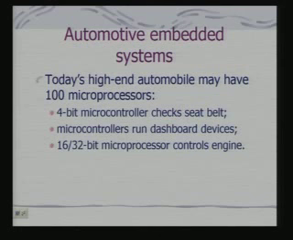Let's look at an automobile system. Today's sophisticated automobile may have more than 100 microprocessors. A 4-bit microcontroller can check the tension of the seat belt. Microcontrollers can run the display services on the dashboard. Also, it will control the engine. And since engine control is the most complex function, it has the most powerful microcontroller, that is a 16 or 32-bit microcontroller. Let's look at an architecture of such a system, a braking system.